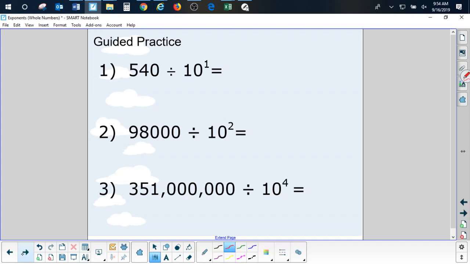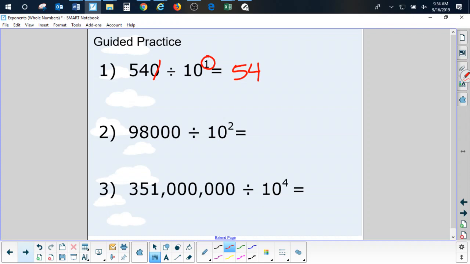In this case, it's just a little bit of practice, same exact thing. I have 540 divided by 10 to the power of 1. The power of 1 is very important because I'm dividing. I'm going to be taking away zeros. This tells me just take away 1 zero. So 540 turns into 54.